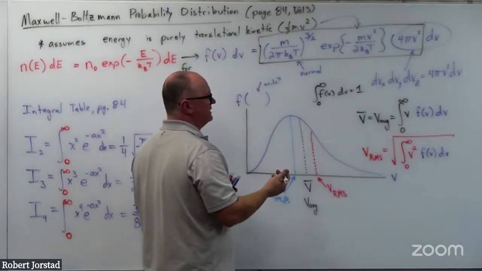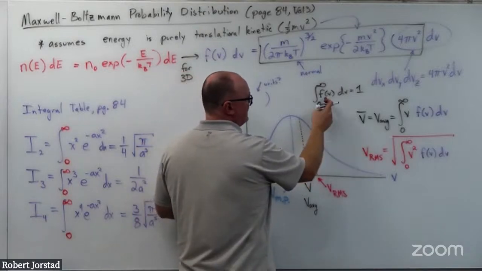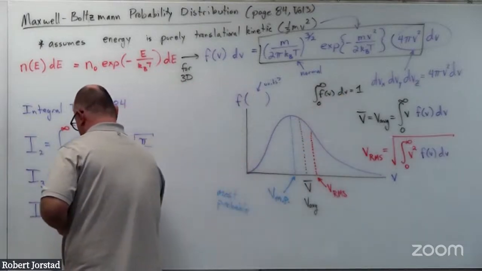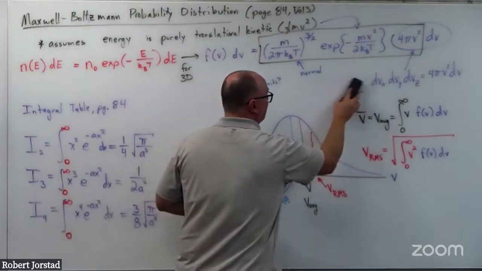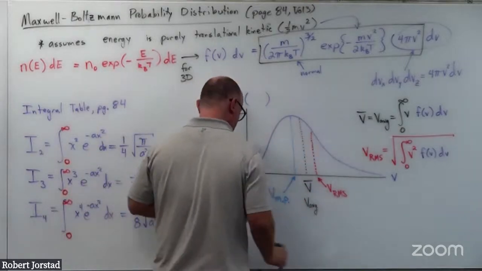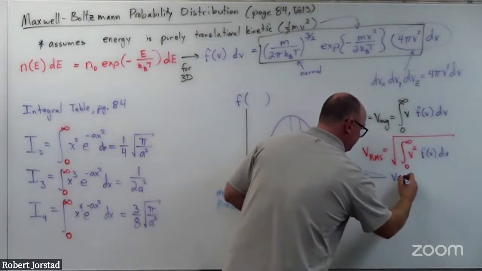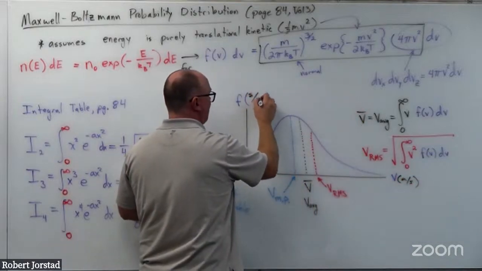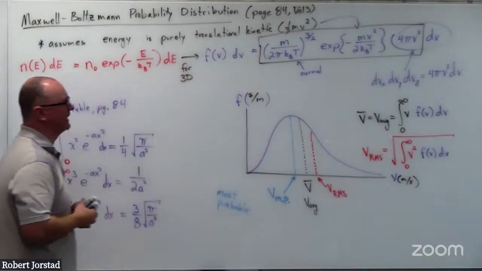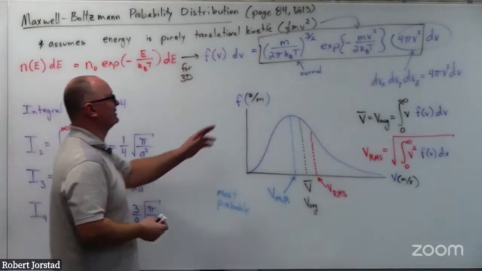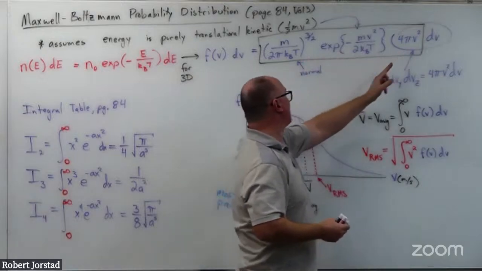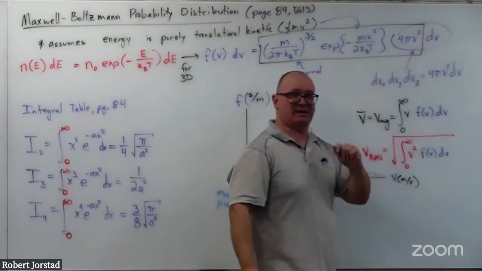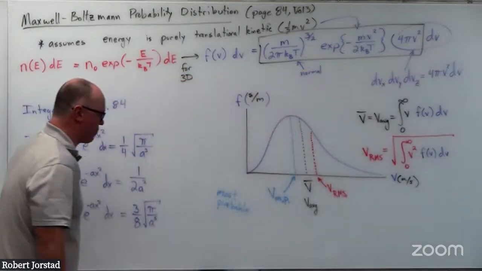In this case, notice the units of this must be exactly opposite the units of that. Well, velocity has units of meters per second. So this function must have units of seconds per meter. And notice, when you take this entire thing in black, if that has units of seconds per meter, then you multiply by meters per second, you get no units. That's the probability density.